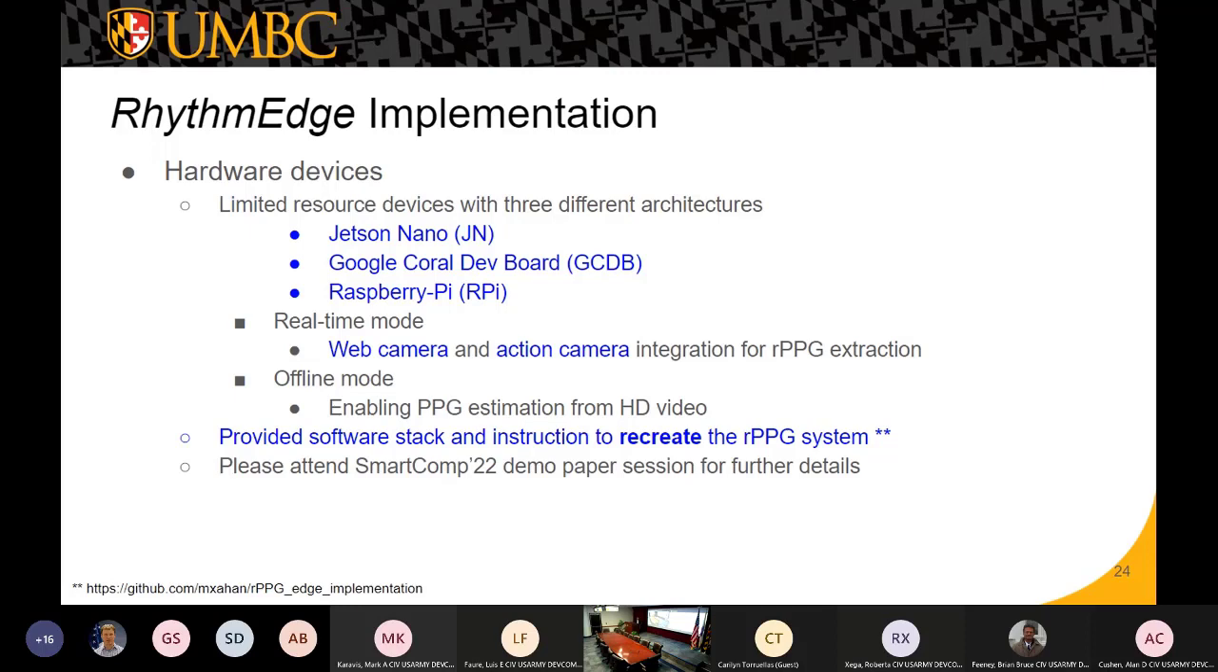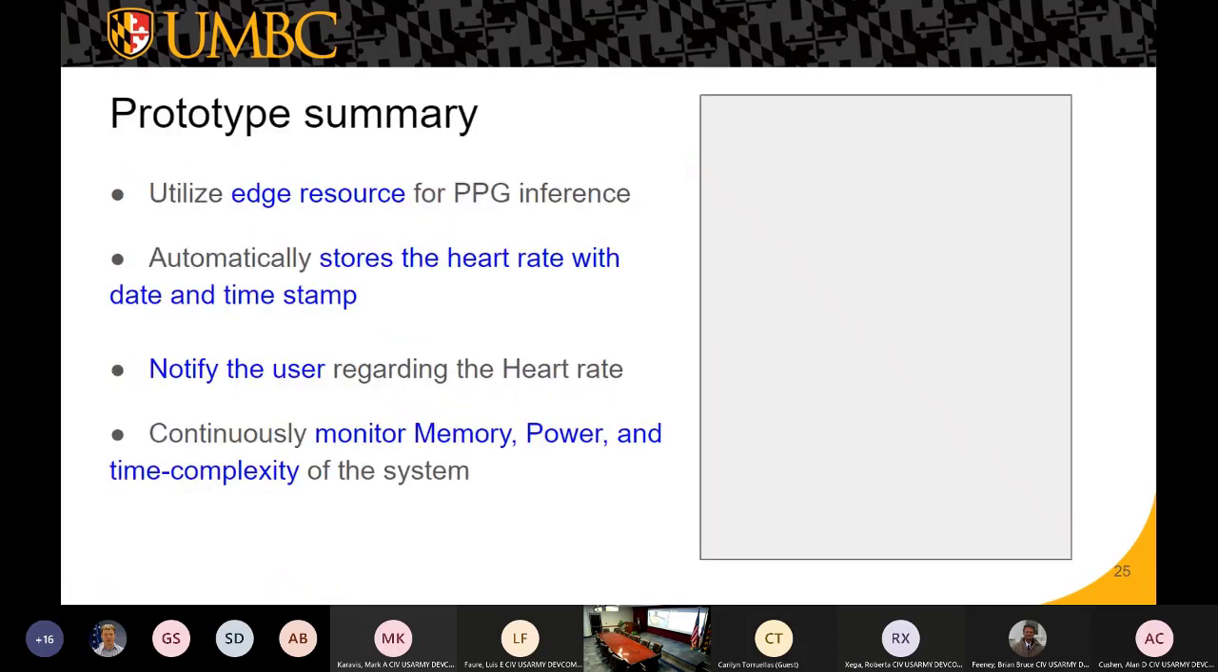I'm not sure, there should be a video, but it's not showing like earlier. We could show how the prototype looks. It's like a normal camera and a small device. So there should be a video of it working.